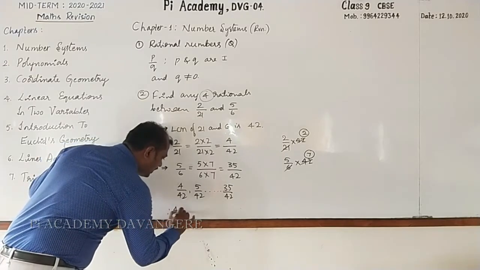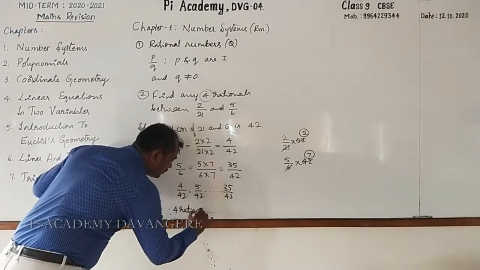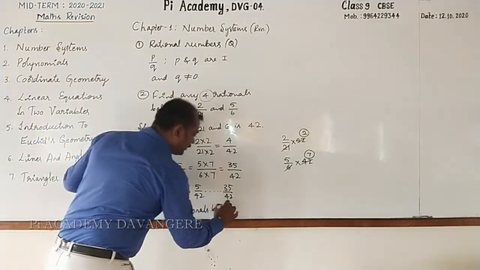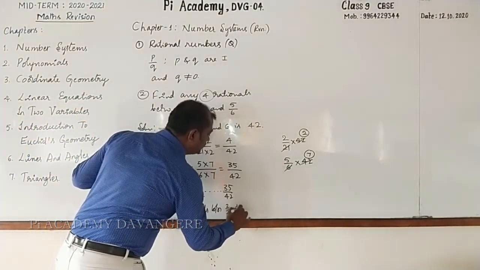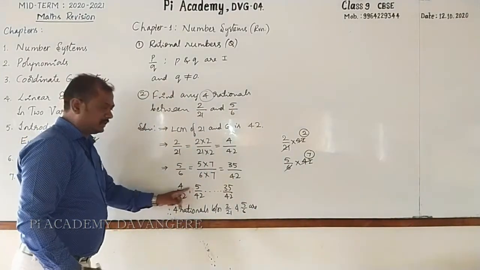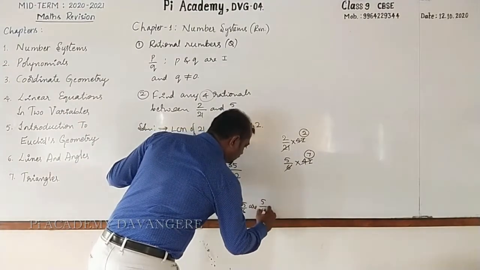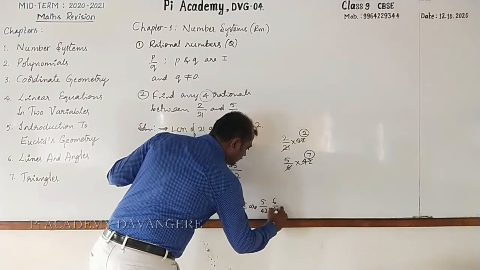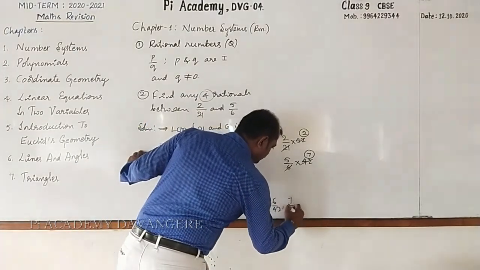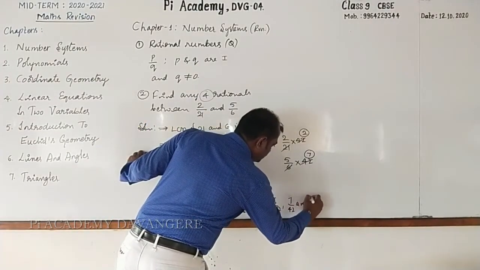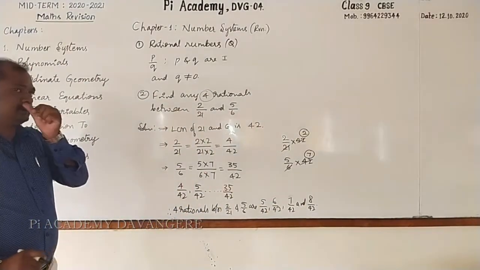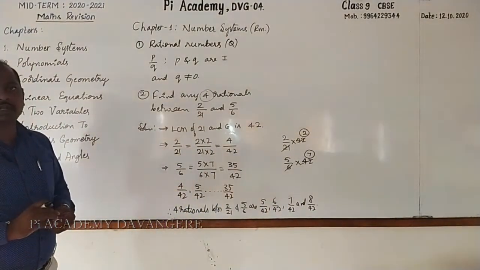Hence, let us write. Therefore, 4 rationals between 2 by 21 and 5 by 6, what are these? Write from here. 5 by 42, 6 by 42. Even you can write it in simplest form. 7 by 42 and 8 by 42. Got it? So this is the second concept. Now shall we move on to the third concept?